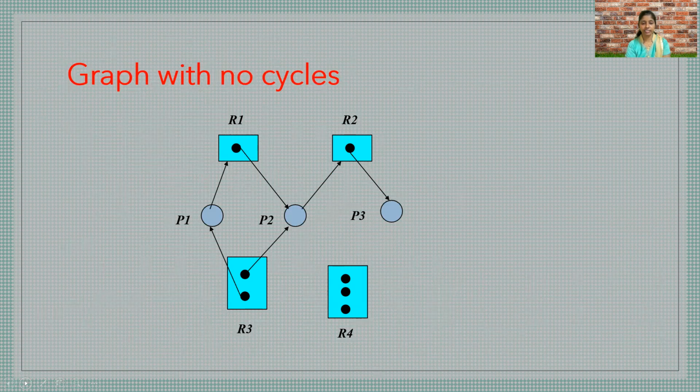So in this graph, we can see there are no cycles, since there are 2 instances of the resource R3. If there were only 1 instance of R3, then this graph would end up in a cycle.